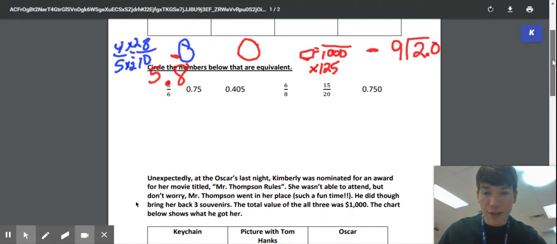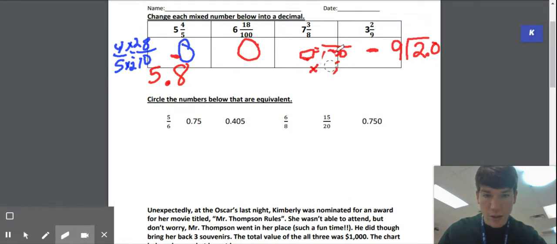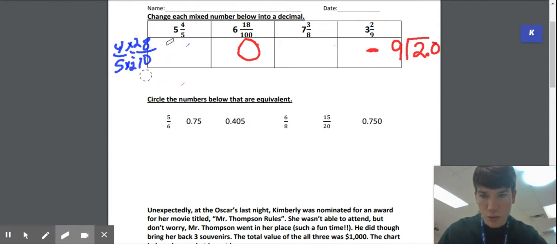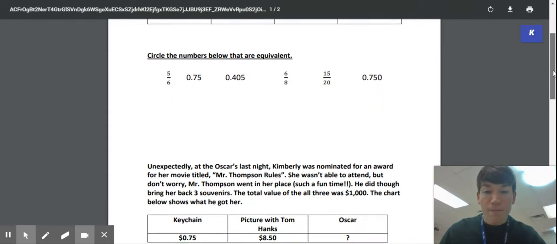The next section says, circle the numbers below that are equivalent. Now, when you see that word equivalent, it means the same. So we're looking for the numbers that are the same thing.